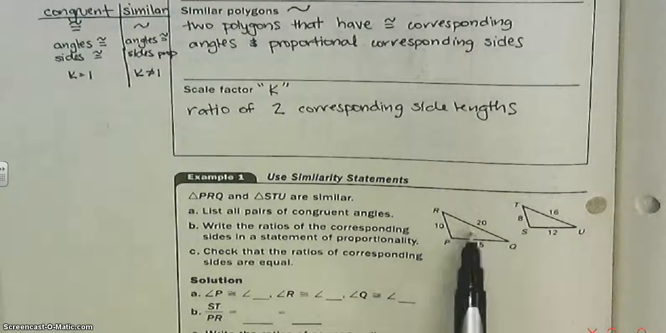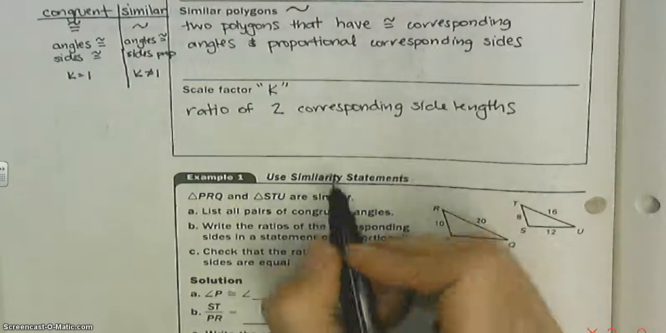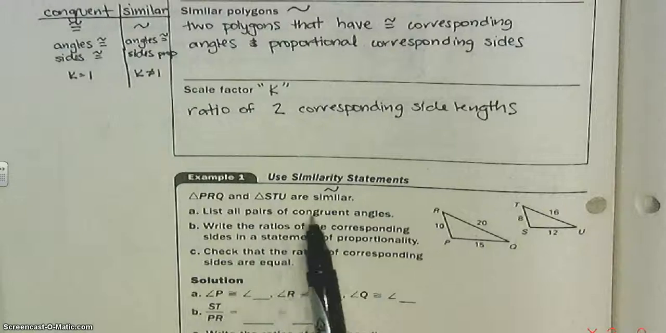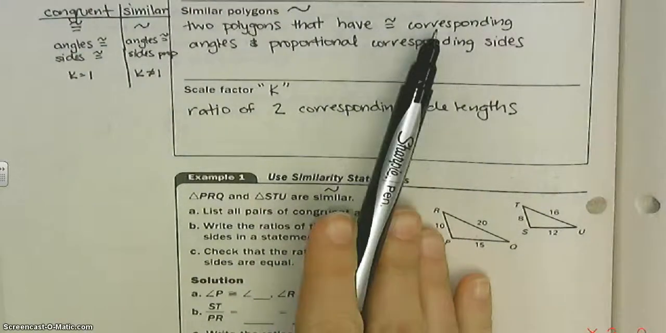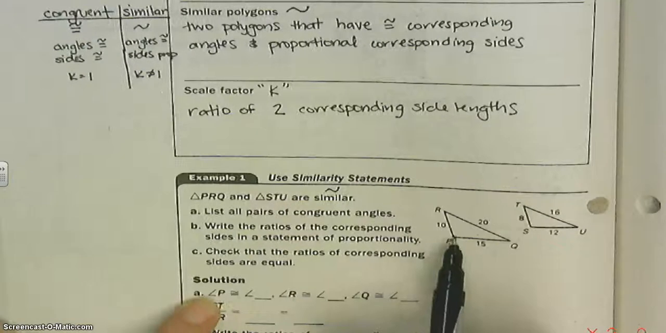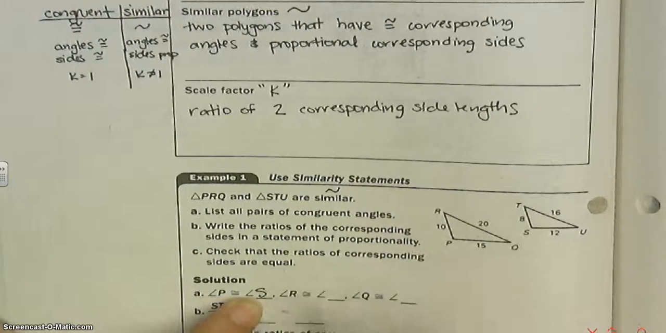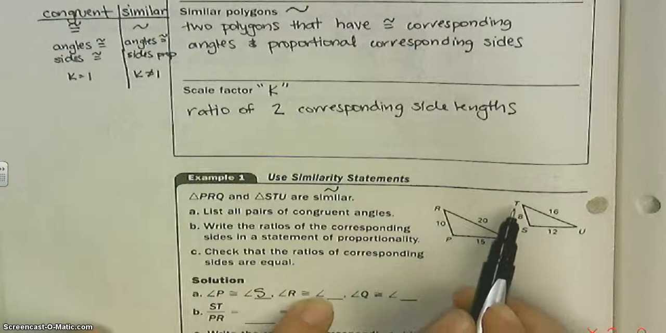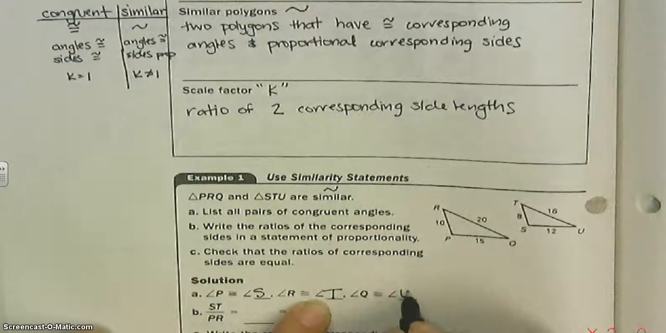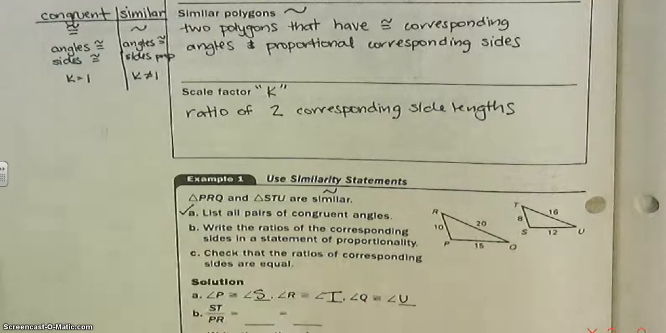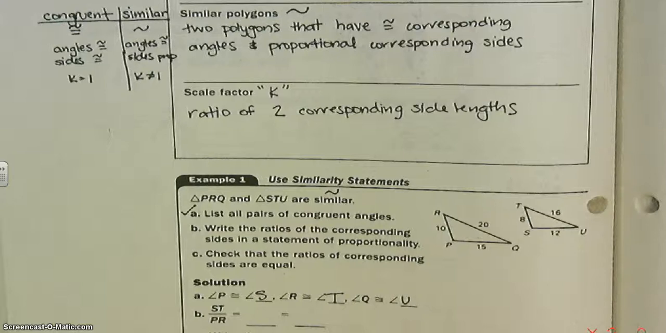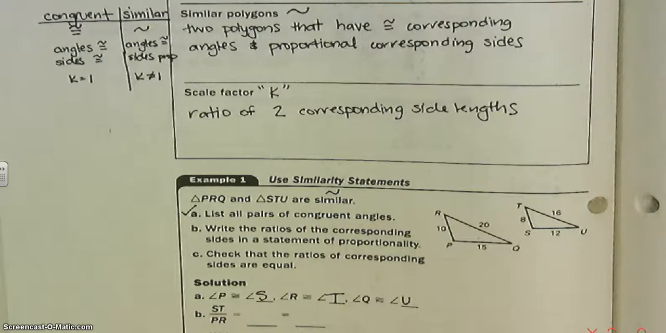Here's two triangles, and they say they're similar. Remember, that's the symbol for similar. List all the pairs of congruent angles. Well, we know that they have congruent angles. So let's see here. P must be congruent to S. R must be congruent to T. And Q must be congruent to U. So we did that.